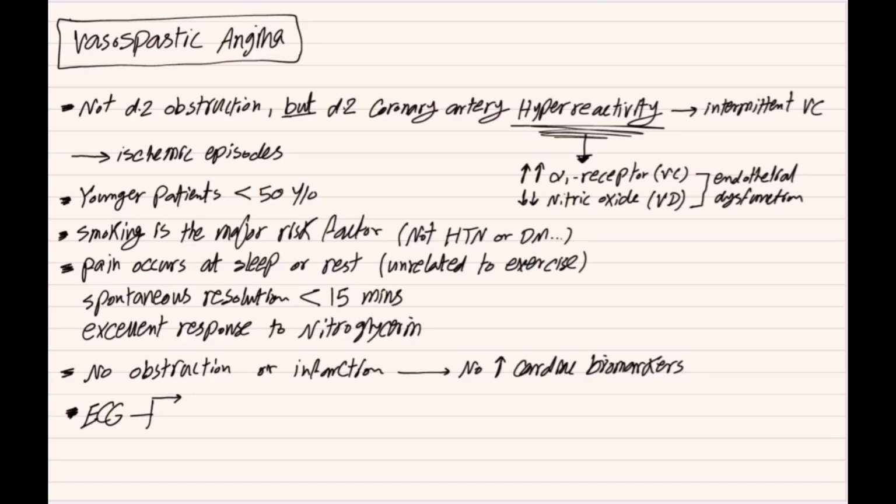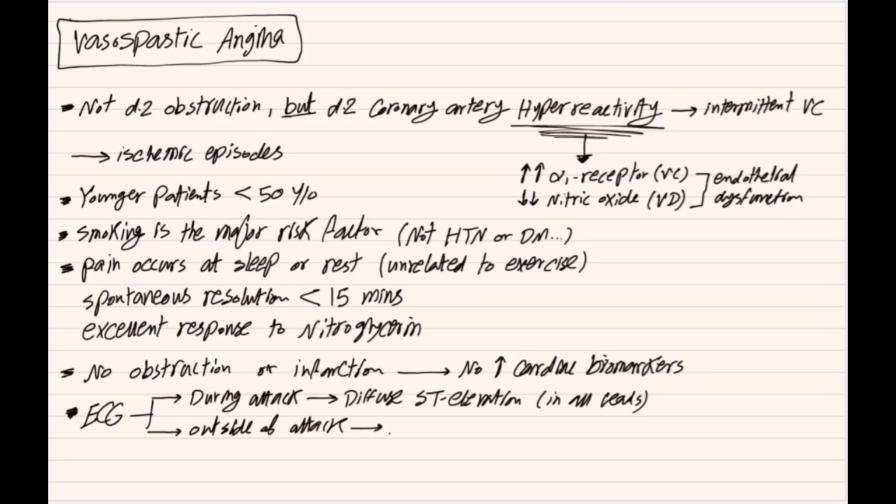If you do the EKG during the attack, you will see diffuse ST segment elevation. And the word diffuse here means it's in all the leads of the ECG. And this is different from STEMI because in STEMI you would see elevated ST segments in certain leads, not in all of them. But here in vasospastic angina, you see elevated ST segment in all the leads. If you do EKG outside of the attack, it would turn out to be normal because, as we said, it's only a transient vasoconstriction that goes on its own.